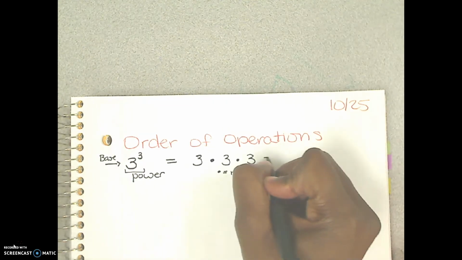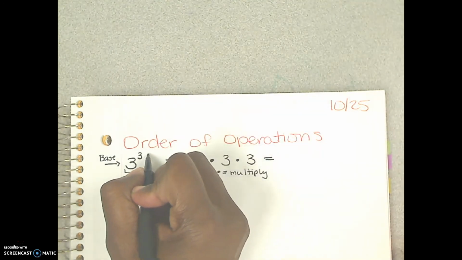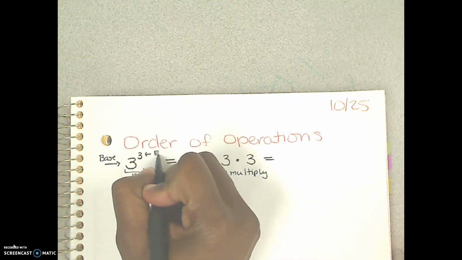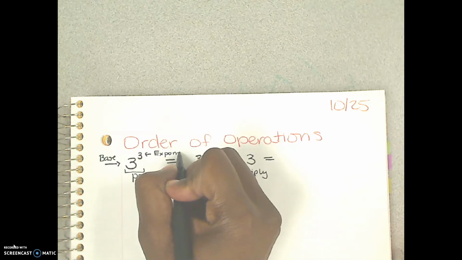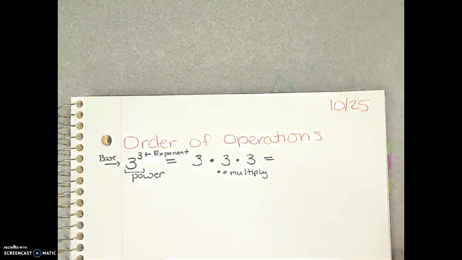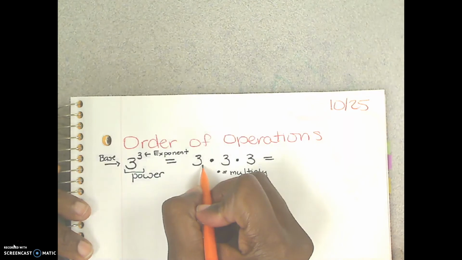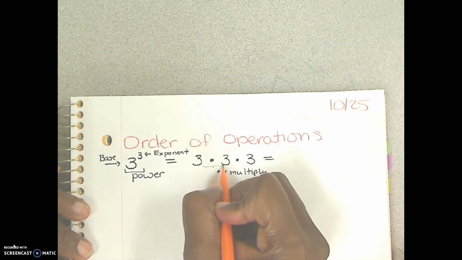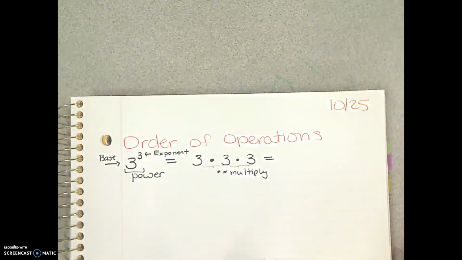Okay. Now here's where it gets tricky. Oh, I guess we should put this as the exponent. E, X, P, O, N, E, N, T. So I'm not saying 3 times 3 is 9. I'm saying 3 times 3 is 9. Then 9 times 3 is, you got it, 27.